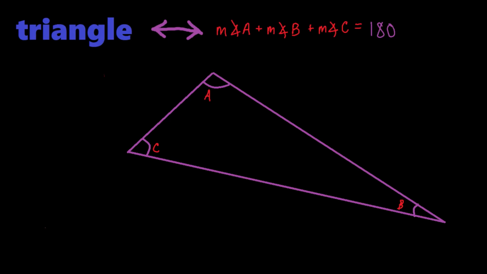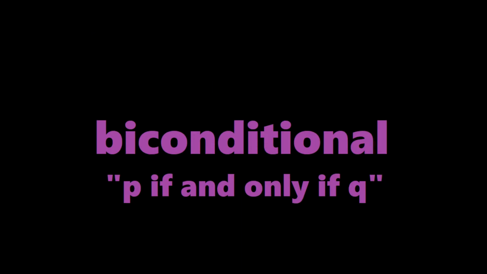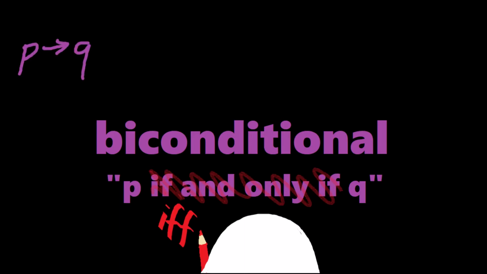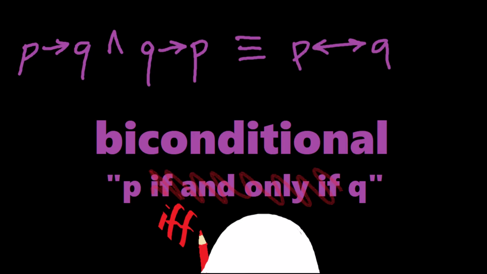Well, in this case, this double implication going forwards and backwards is called a biconditional statement. This can be worded as P if and only if Q, or P iff Q with 2 F's. Alright, so this is basically equivalent to saying P implies Q and Q implies P.